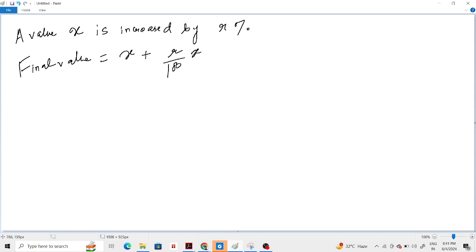Okay. So if x is a value, say for example x is the salary of a person, and it is increased by r%, what does that mean? It means that the value x is already there plus r% of x. So x plus r% of x, this is the final value. So x is already there and then r% of x is the extra. Okay. Okay, sir.